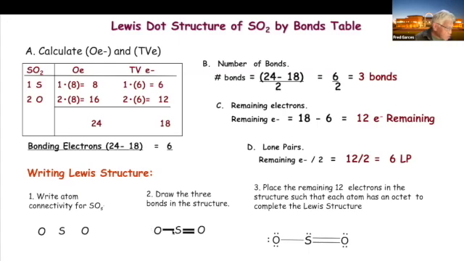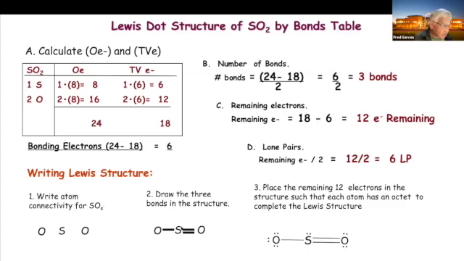So we take a look at the structure right here. This oxygen has 2. It needs 6 more. So we write 2, 4, 6. Remember, we have 6 lone pairs. Of our 6 lone pairs, we've already used up 3. We've got 3 more lone pairs to use up. This oxygen has 4 valence electrons. These 2 bonds right here represent 4. So it needs 4 more. So of our 3 lone pairs, we've now used up 2.